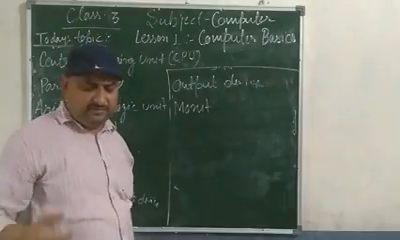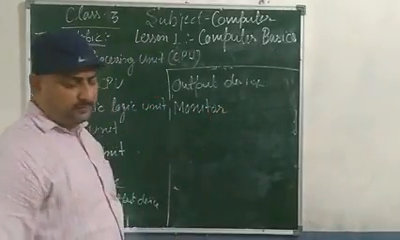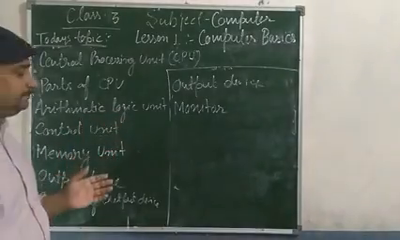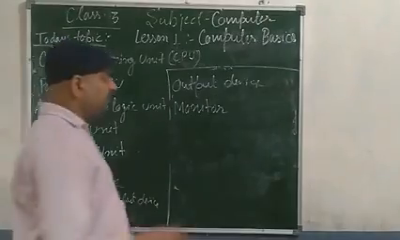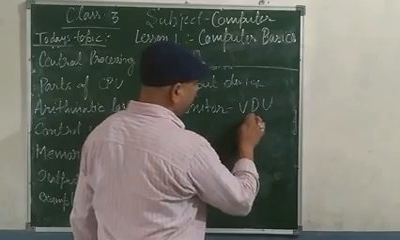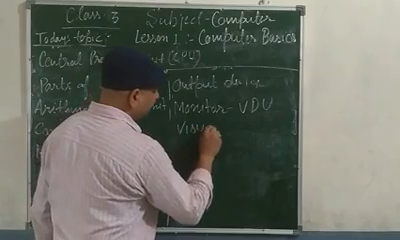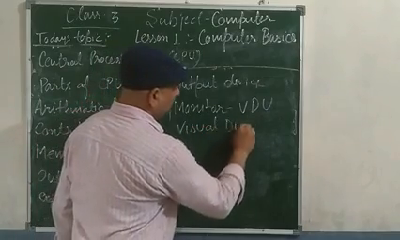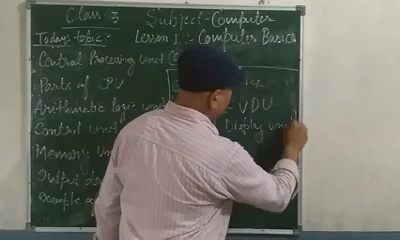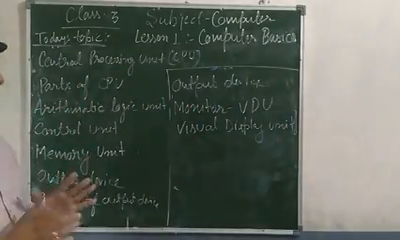Monitor is one type of output device. All of you see the screen in the lab also. Another name of monitor is VDU, Visual Display Unit. This is another name of monitor. It looks like a television screen.